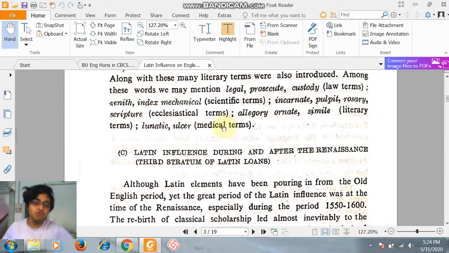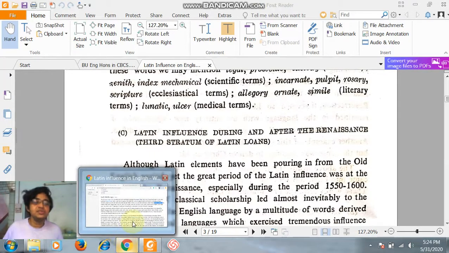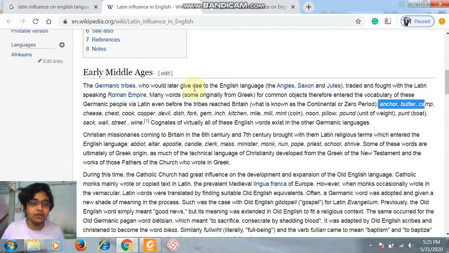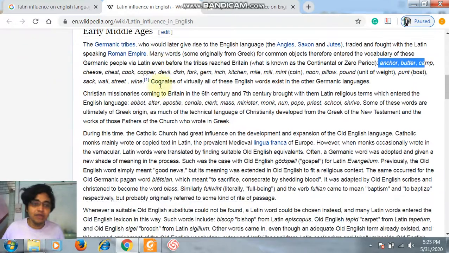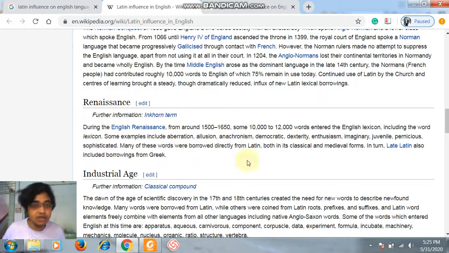So now let us move into the Latin influence during and after the Renaissance. As I have already said, the Latin influence upon the English language can be divided into basically three stages. The one is the extremely early stage or the primordial stage, when the Roman people arrived in Britain from 43 to 410-450 AD. Then the early Middle Ages and the late Middle Ages, of course, and Renaissance.